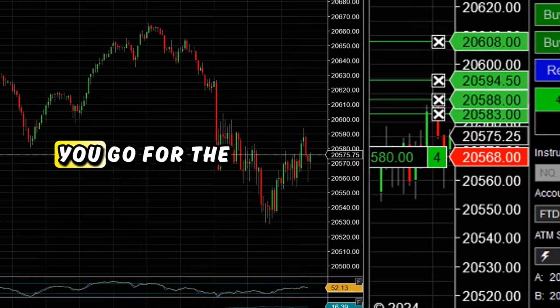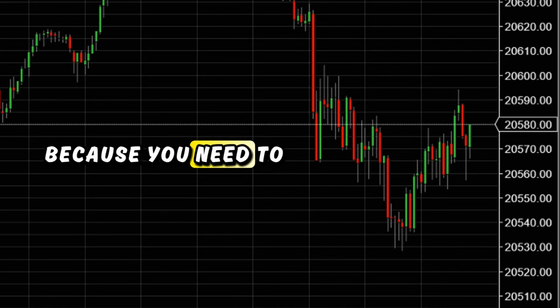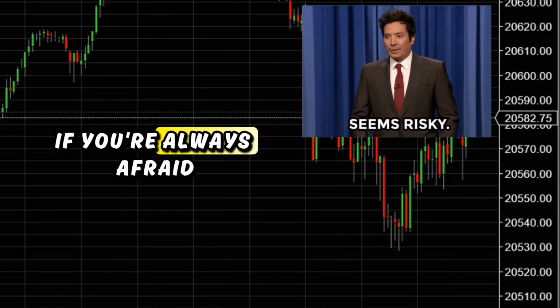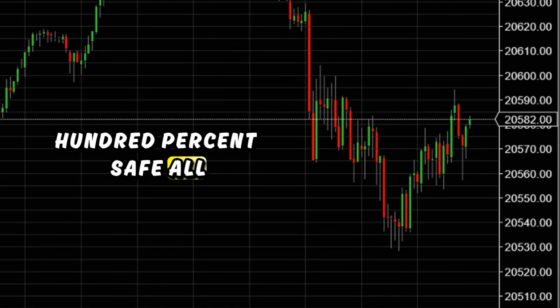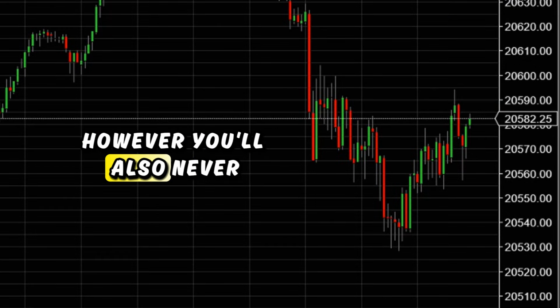You don't cheap out. You go for the rubber band trade, 10, 20, 30 points, and lock it in. Because you need to understand this. Trading is a risk-taking business. If you're always afraid of loss, then don't trade. If you want to be 100% safe all the time, take 0 trades and you'll never lose ever. However, you'll also never win.